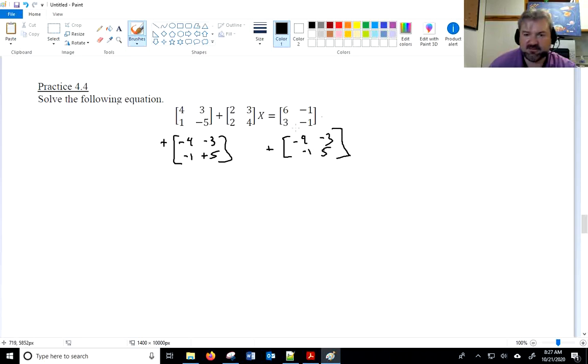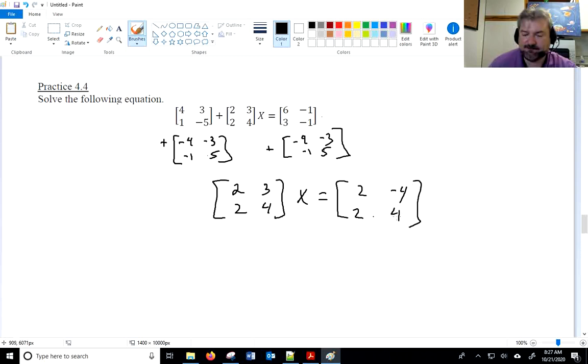Remember the additive inverse, it's just the opposite numbers. And when we add matrices, you just add them part by part. So that makes 0, that makes 0, that makes 0, that makes 0. And 0, 0, 0, 0 plus anything doesn't change the matrix. So that's gone on the left. And then on the right, we have 2, negative 4, 2, 4.